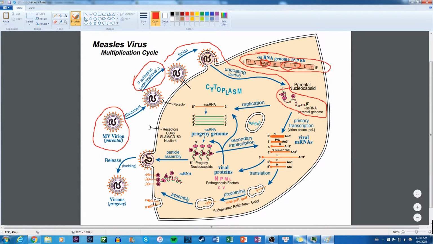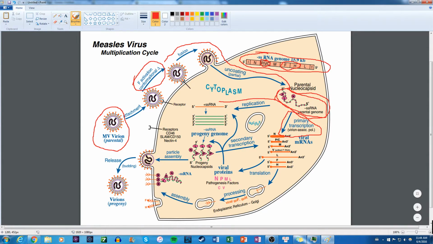So you have your negative ssRNA genome here, right? And it's very similar, pretty much exactly the same as Rhabdoviridae. You want to convert that negative ssRNA to positive ssRNA. You transcribe the whole thing, and at the same time, you also have transcription of the individual reading frames. So you can see here, this is primary transcription.